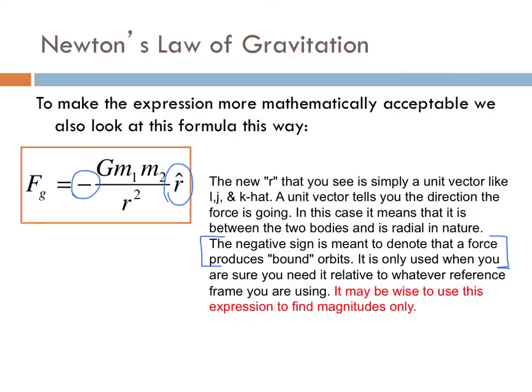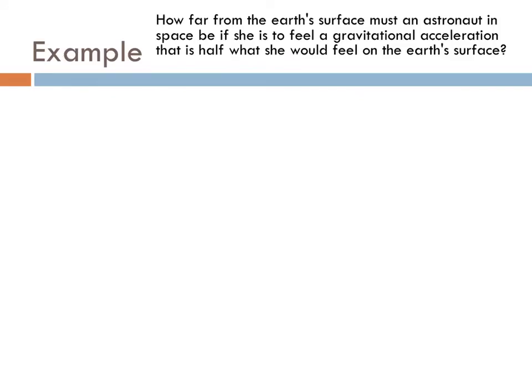And we'll see an example of simple harmonic motion where we needed that restoring force, but we'll see that a little bit later. In this example, it says how far from the Earth's surface must an astronaut in space be if she is to feel gravitational acceleration that is half what she would feel on Earth's surface. Now, you might think this is a straight plug and chug, but we need to remember that our gravitational field, or gravitational acceleration, is just G times the mass of the planet, in this case Earth, divided by r squared. Now r is the distance between the two centers of mass.